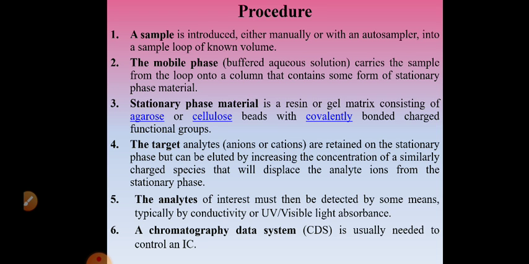Now, before we start with the procedure, we need to understand the exchange medium. The column is filled with the stationary phase. The stationary phase material is a resin or gel matrix consisting of agarose or cellulose beads with covalently bound charged functional groups. The stationary phase material may be polystyrene, or if you are using a cellulose based one, Sepharose or Sephadex, which is to be filled into the column.